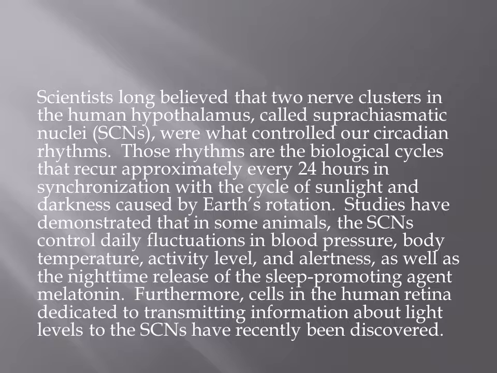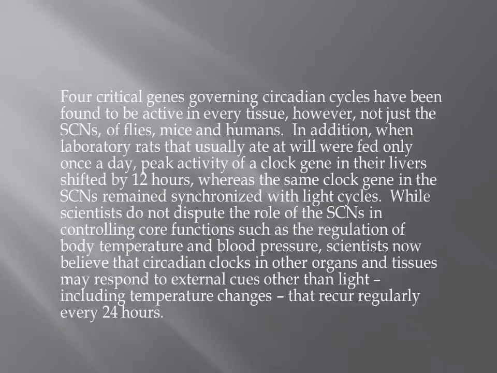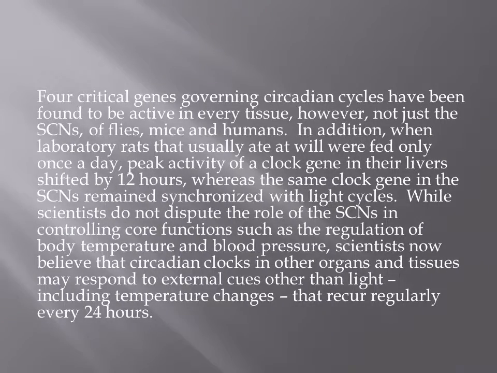Furthermore, cells in the human retina dedicated to transmitting information about light levels to the SCNs have recently been discovered. 4 critical genes governing circadian cycles have been found to be active in every tissue, however, not just the SCNs of flies, mice, and humans. In addition, when laboratory rats that usually ate at will were fed only once a day, peak activity of a clock gene in their livers shifted by 12 hours, whereas the same clock gene in the SCNs remained synchronized with light cycles.